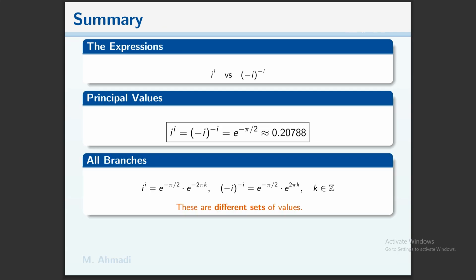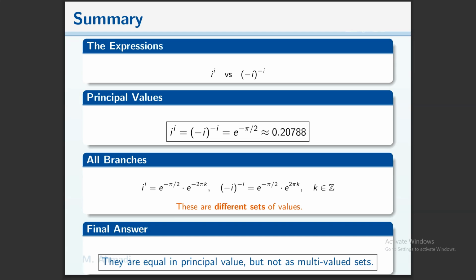The summary of the lesson is i to the i versus minus i to the minus i. Their principal value is the same, e to the minus pi over 2, approximately equal to 0.20788. But for other branches there are different sets of values. And the final answer: they are equal at the principal value but not as multi-valued sets.